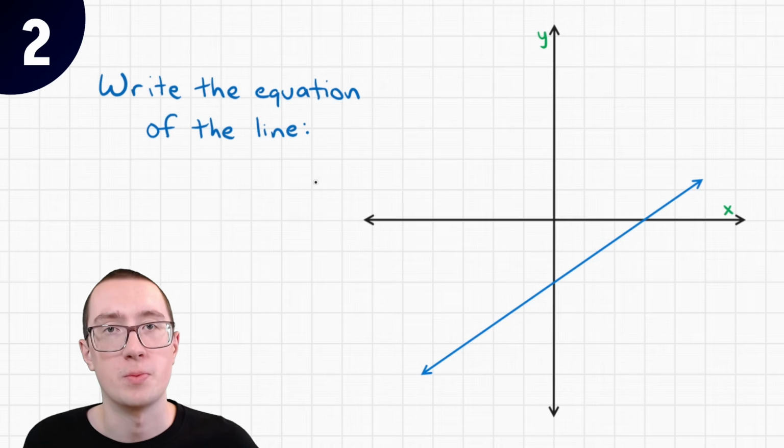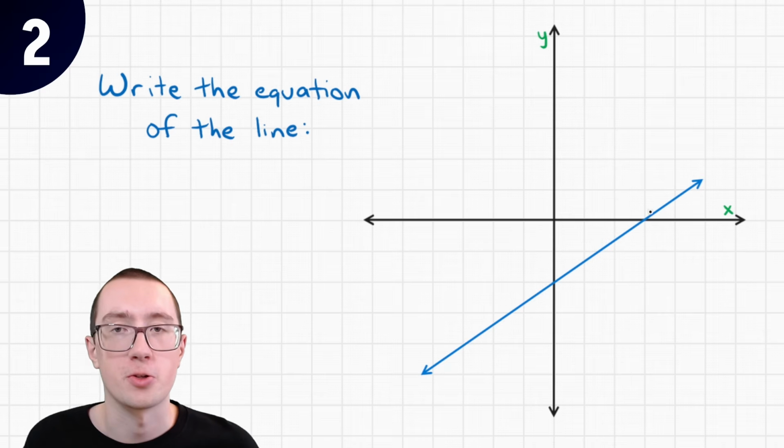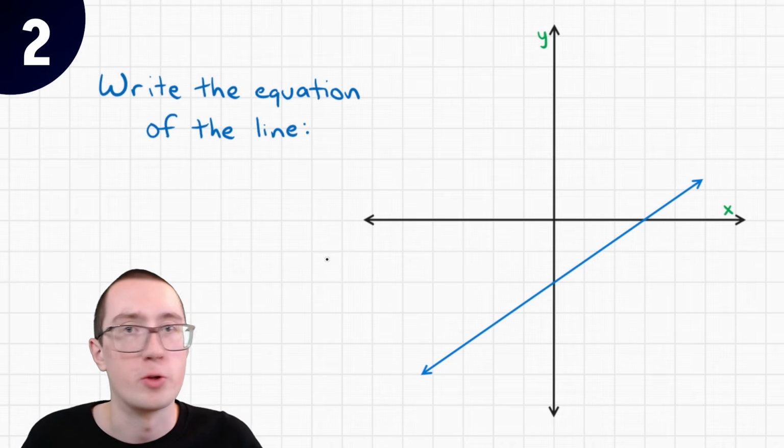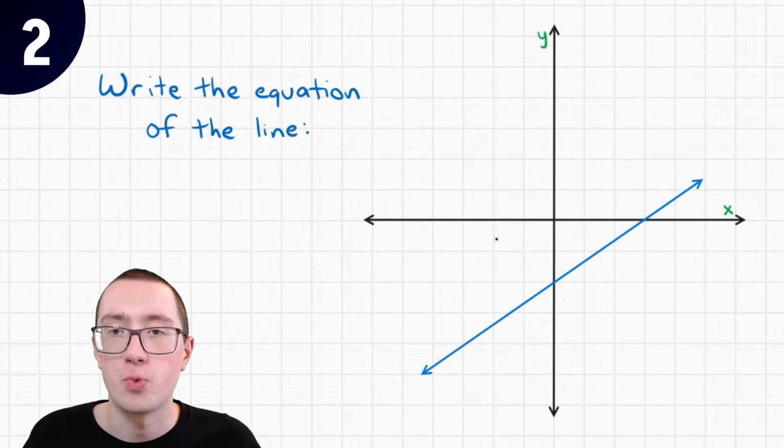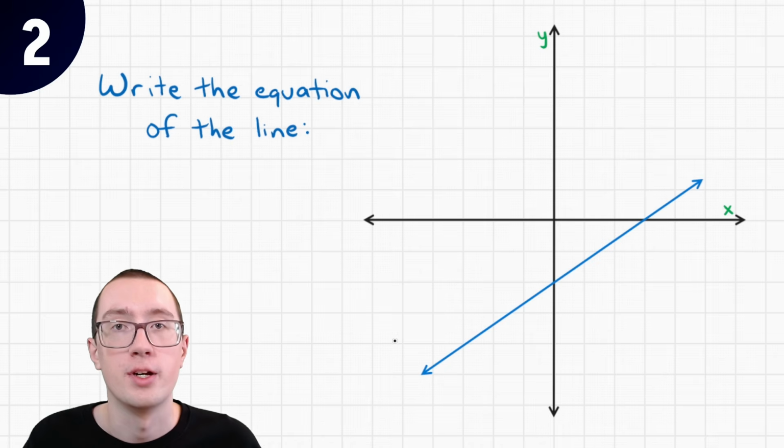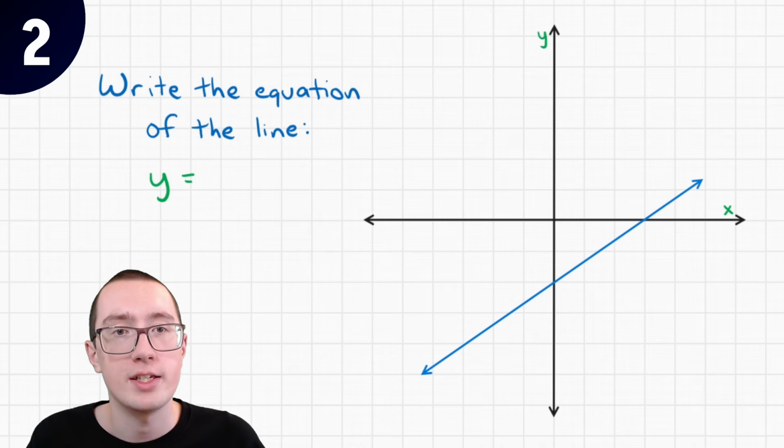So here's the second problem that we'll be doing, and for this one, we've got a graph. We've got a line on the graph, and we have to write the equation of that line. So there are many different ways that you can write the equation of a line, like different forms, like point-slope form or standard form. But whenever you're writing the equation of a line like this, the most important form you need to know is slope-intercept form. And you've probably heard of this equation before. Slope-intercept form is y equals mx plus b.